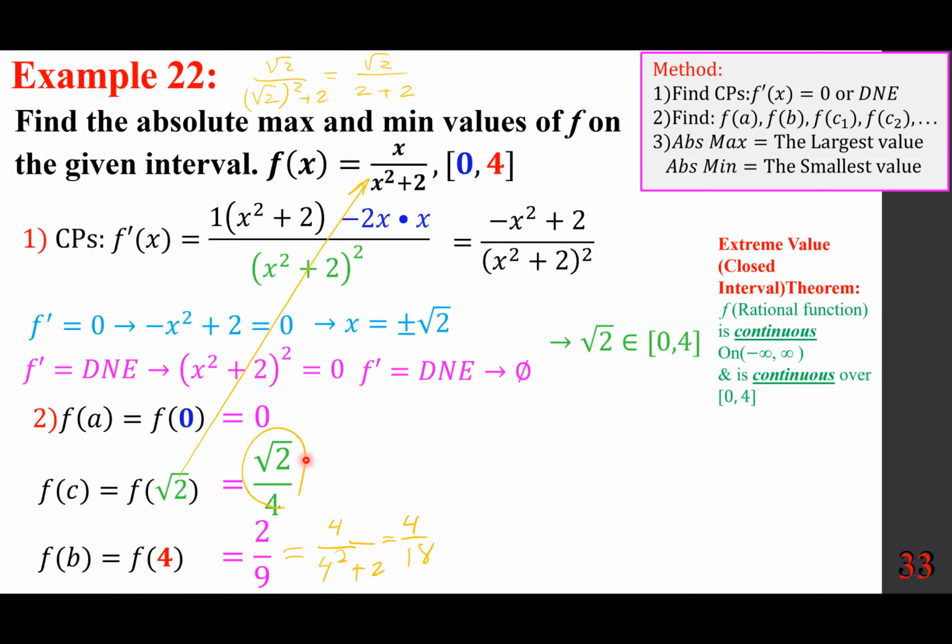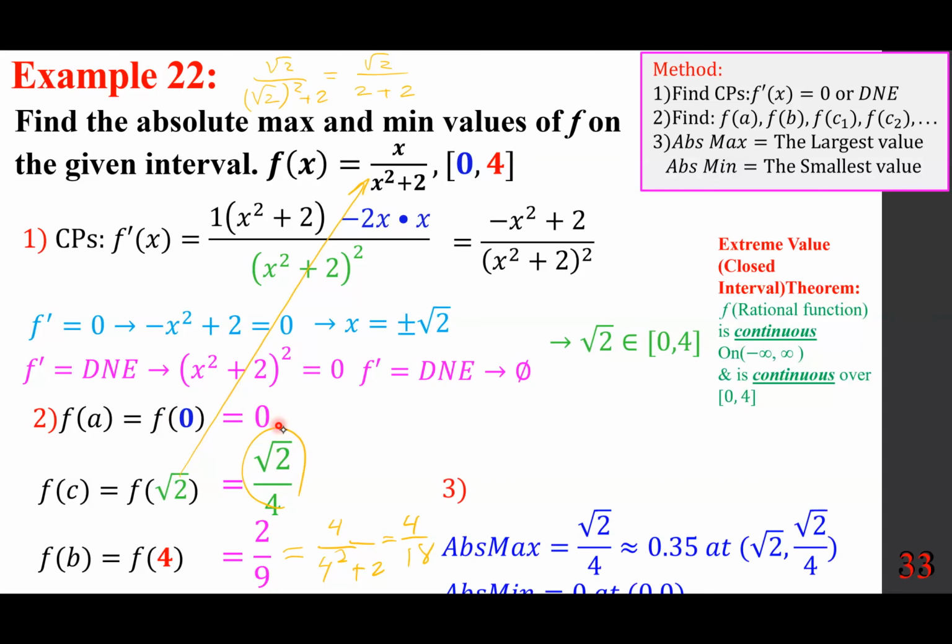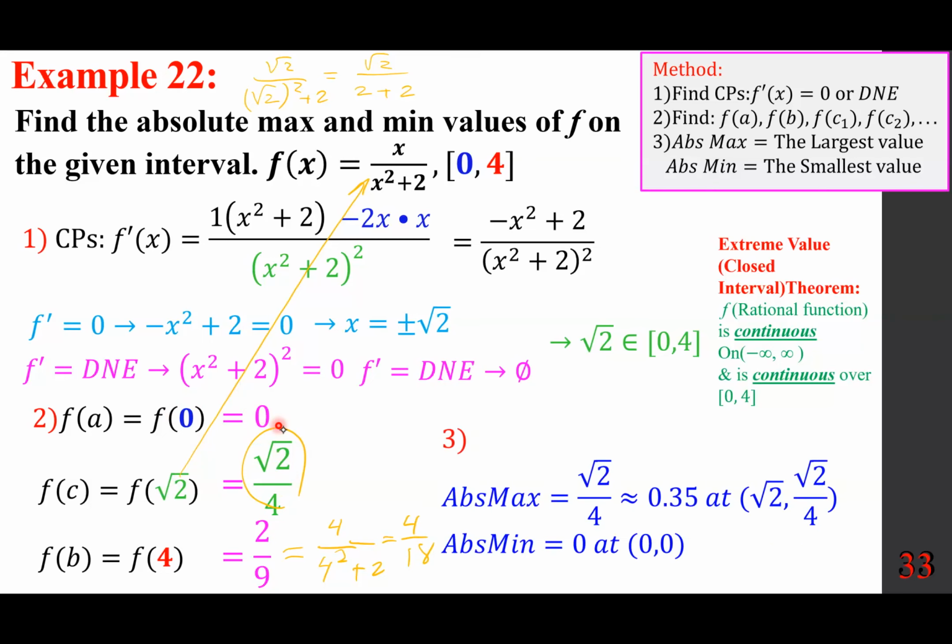So absolute max is this value at this pair. Absolute min is 0 at this pair. All right? Very straightforward, everybody.